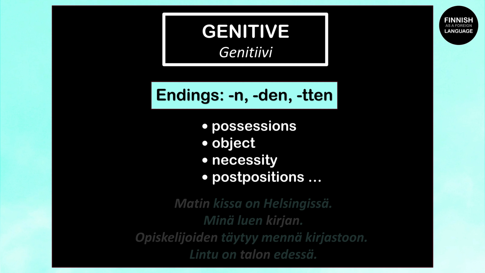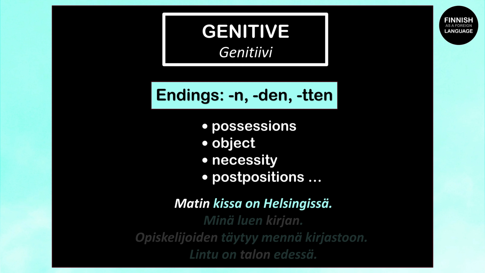Our next case is the genitive. The genitive ends either in n, den, or ten with a double T. We use the genitive when we're talking about possessions, objects, necessity, postpositions, and more. Here's some examples. Matin kissa on Helsingissa.